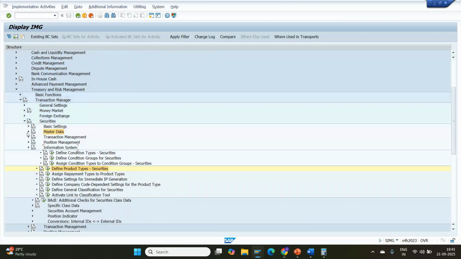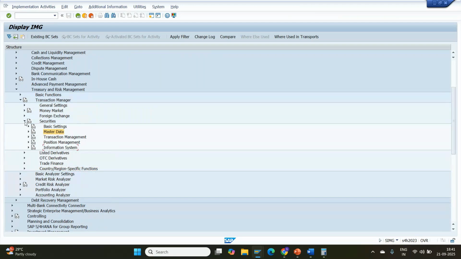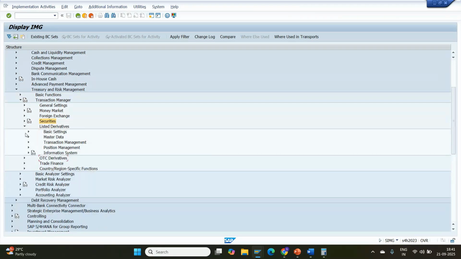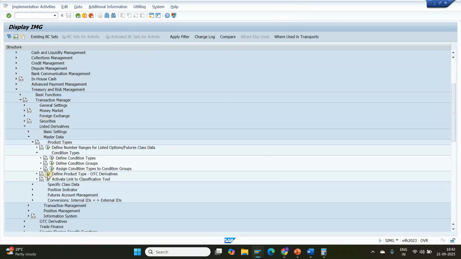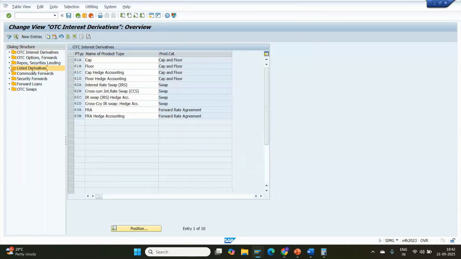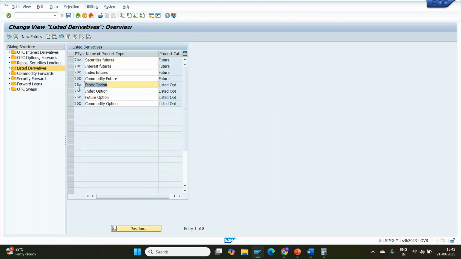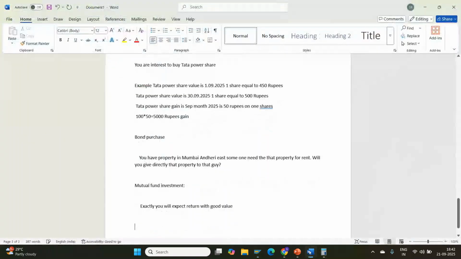Do you have any doubt? No, it's fine so far. Next, listed derivatives. Do you know derivatives? Derivatives, a little bit. Okay, no issue. Here, listed derivatives: stock options and futures options. These two are most important. I will give an example.